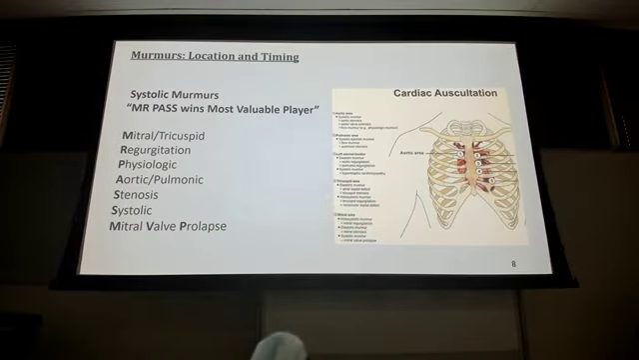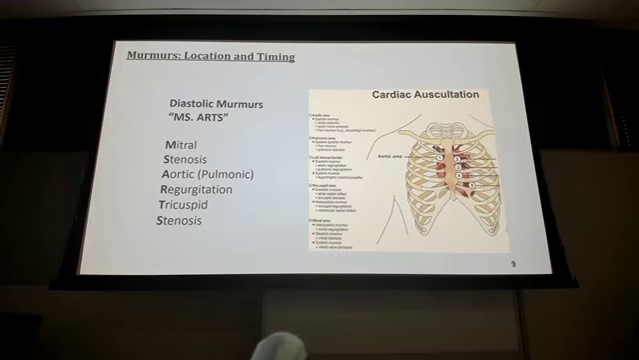If you like mnemonics, and you want to try to remember which valve pathologies cause systolic murmurs, the mnemonic Mr. Passman's Most Valuable Player can help you recall all of them, okay? On the other side, for diastolic murmurs, Ms. Arts helps you differentiate those that cause diastolic murmurs.